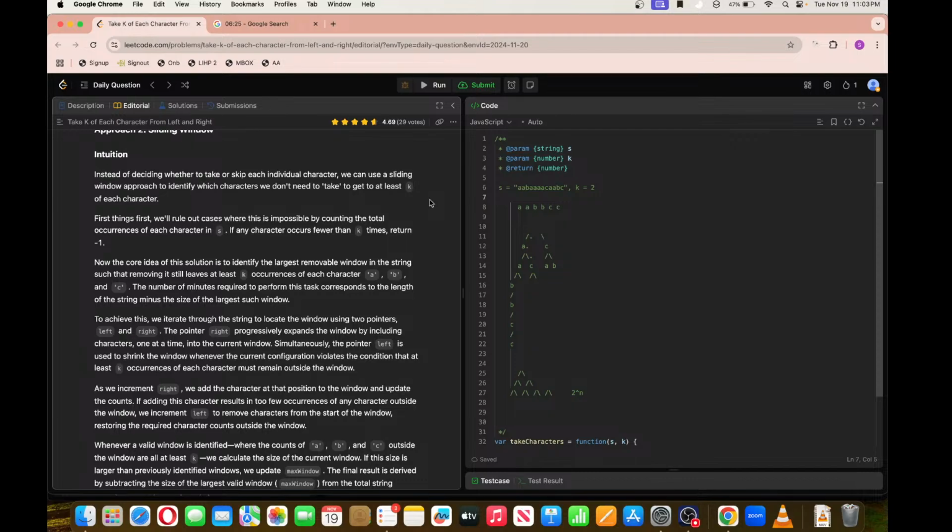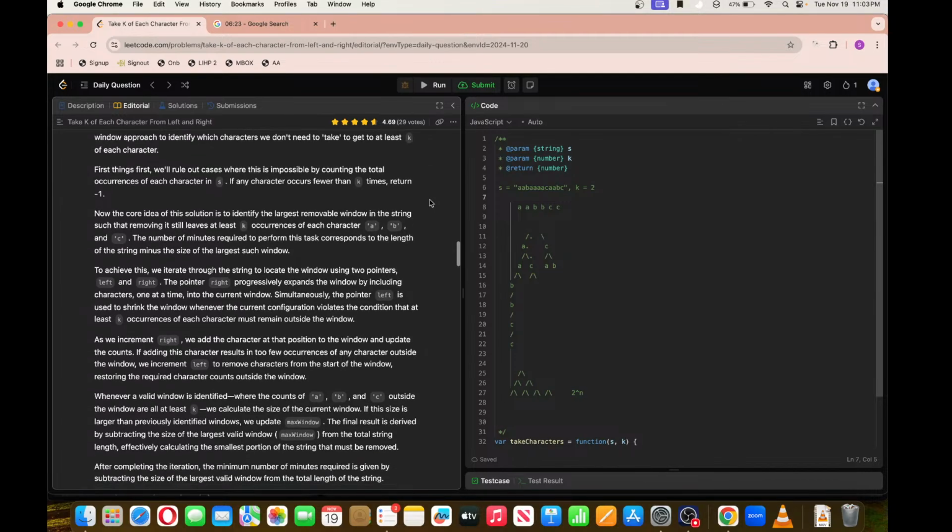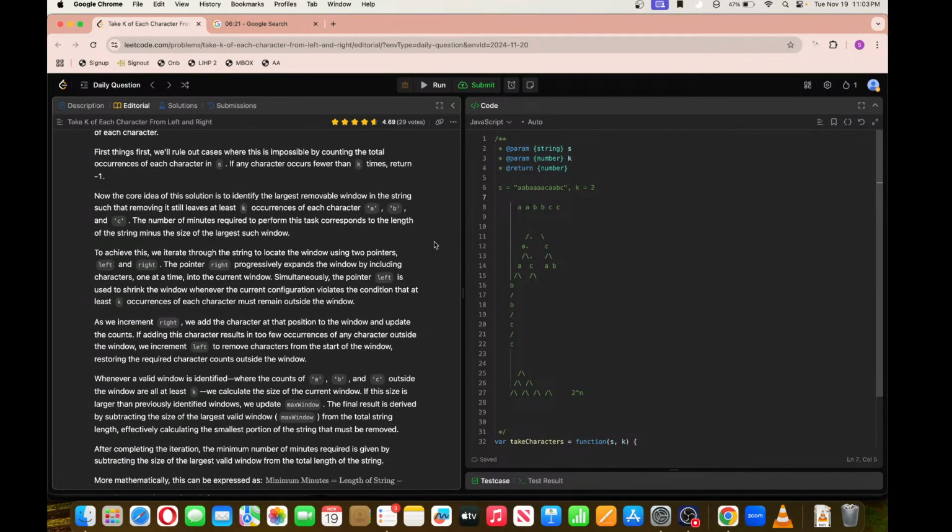First things first, we'll rule out cases where this is impossible by counting the total occurrences of each character in S. If any character occurs fewer than k times, then return -1.